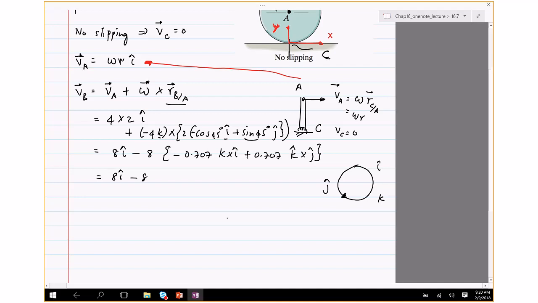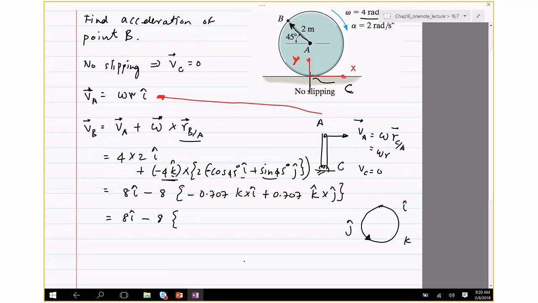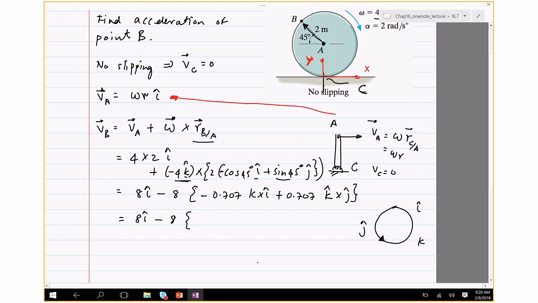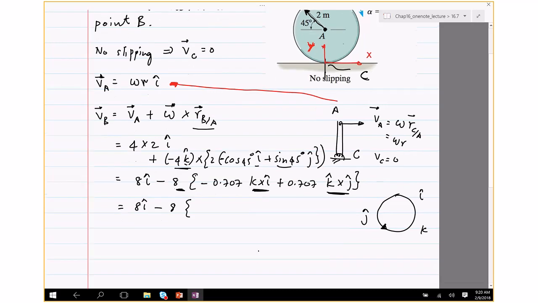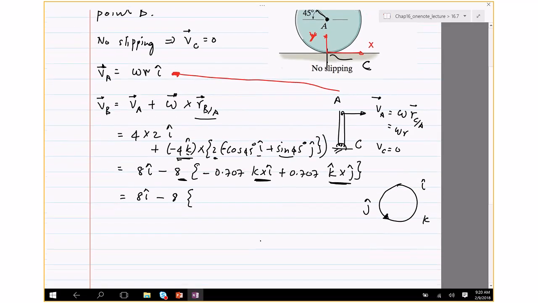How is that not negative 4k? Did I make a mistake somewhere? I'm just wondering how it's not k anymore. You mean here? Yeah. I moved that inside. Oh, okay. Yeah, I just plugged the 8 in. I took this 4, multiplied with this 2. Okay.